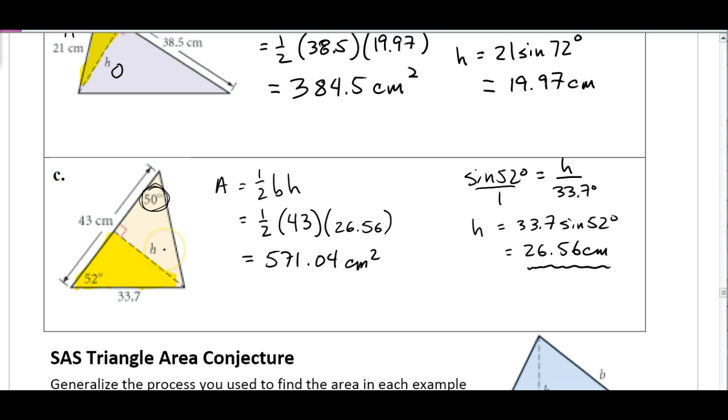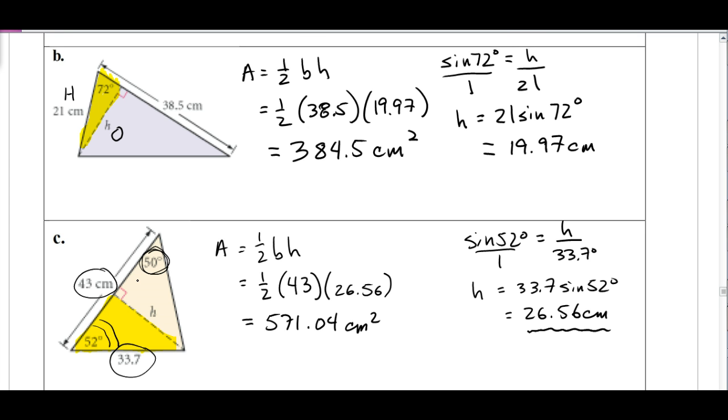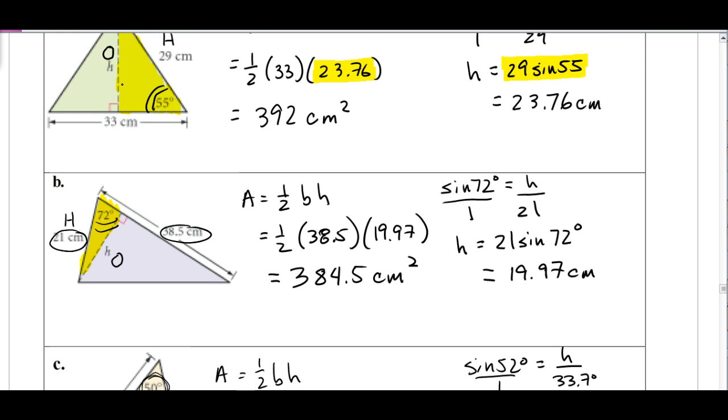Maybe you noticed in each of these problems, I know two sides of my original triangle. On this triangle I knew the 43 and I knew the 33.7, and I knew the included angle. Remember, the included angle is the angle in between the two sides, or the angle that the two sides meet at. If we come back up here, again, I know two sides of the whole big triangle that we're trying to find the area of, and the included angle. Let's check part A. Two sides and the included angle, the angle in between the two sides.